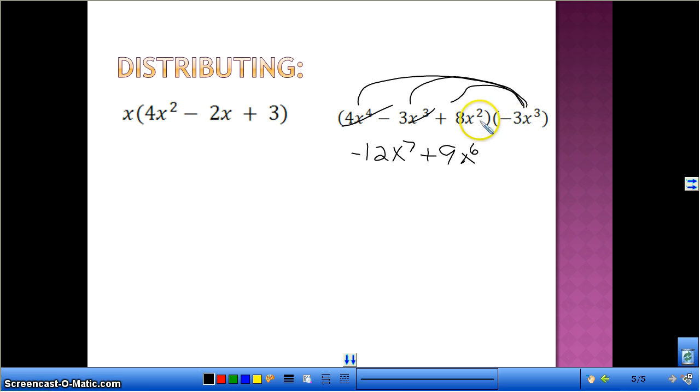Okay, and then the last one is -3 times +8. That's going to give you -24. And then you have x cubed times x to the second, so you're going to keep the x the same, and then add those exponents, you're going to get it to the 5th. Okay, there's nothing alike here, so this is going to be your final answer there.